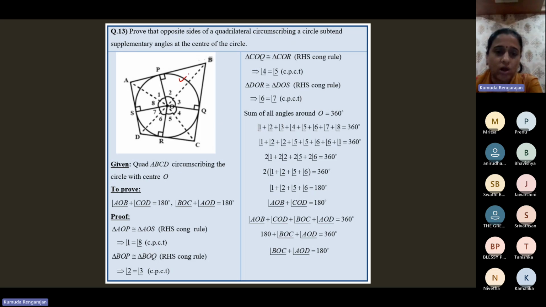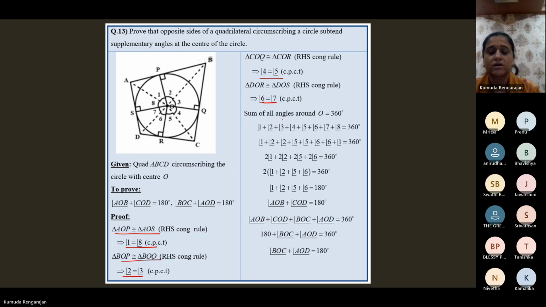So when you show that this triangle is congruent to this triangle, angle 2 is equal to angle 3. When you show that this triangle is congruent to this triangle, angle 1 is equal to angle 8, CPCT. This triangle is congruent to this triangle, angle 6 is equal to angle 7, CPCT. And this triangle congruent to this triangle, CPCT, angle 5 is equal to angle 4. Now, see here, once you write all these results by CPCT, I'll just show you here. See, these 2 triangles are congruent, result by CPCT. These 2 triangles congruent, result by CPCT.